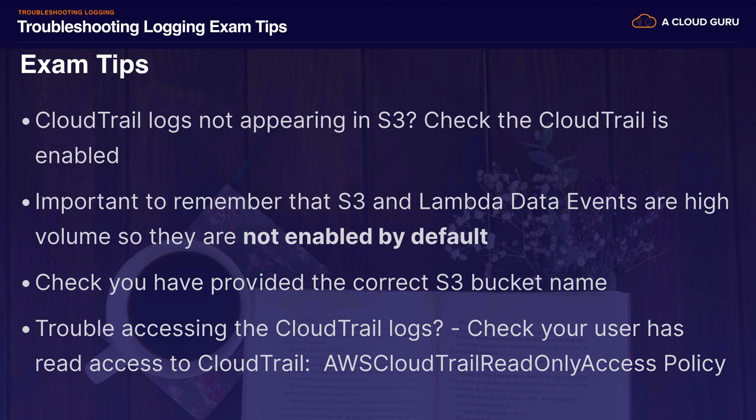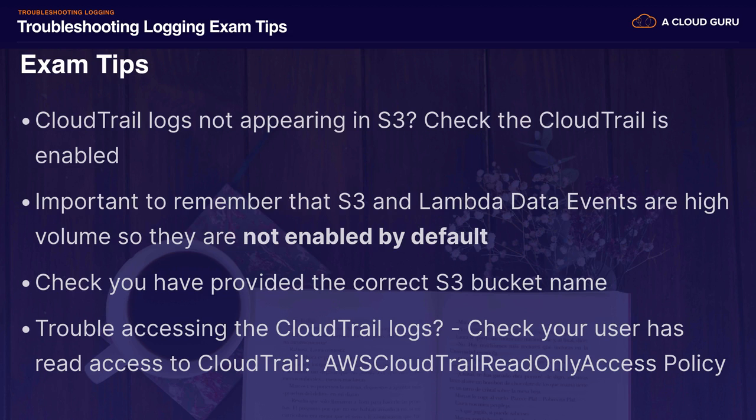So let's move on to some of our exam tips. If you're expecting to see CloudTrail logs in an S3 bucket and they are not appearing, definitely check that the CloudTrail is enabled. And it's important to remember that S3 and Lambda data events are high volume, so they are not enabled by default, and you're going to need to go in and explicitly enable them. And finally, check that you have provided the correct S3 bucket name and that there's nothing in the S3 bucket policy or access control lists which is preventing CloudTrail from writing logs to the bucket.